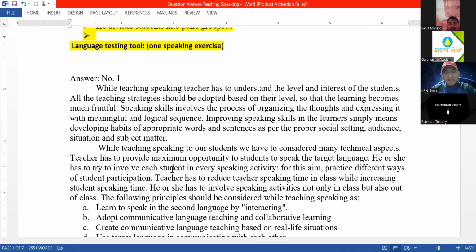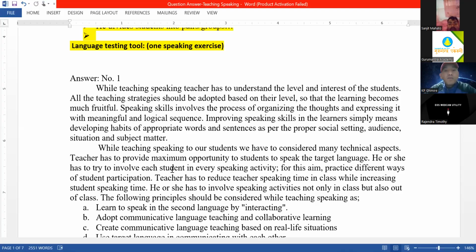We cannot say directly that all the students at the secondary level will have the same ability, because the context and geography differ and their level varies. That's why we need to keep this in mind, so that the learning becomes much more fruitful.